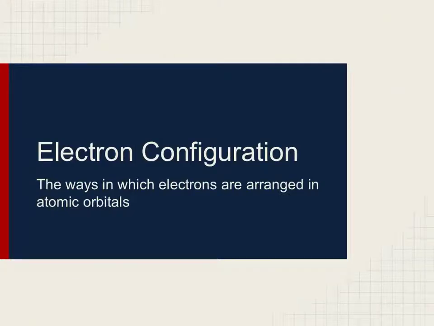So having an understanding of the shapes of the orbitals and how many of each type of orbital there are will help us in assigning electron configurations. That is to say, what an electron configuration is, and you might want to copy this definition down. An electron configuration is the ways in which electrons are arranged in atomic orbitals. And if we know how they're arranged, we can have an idea of how those electrons behave, or where they move, or where they're located.